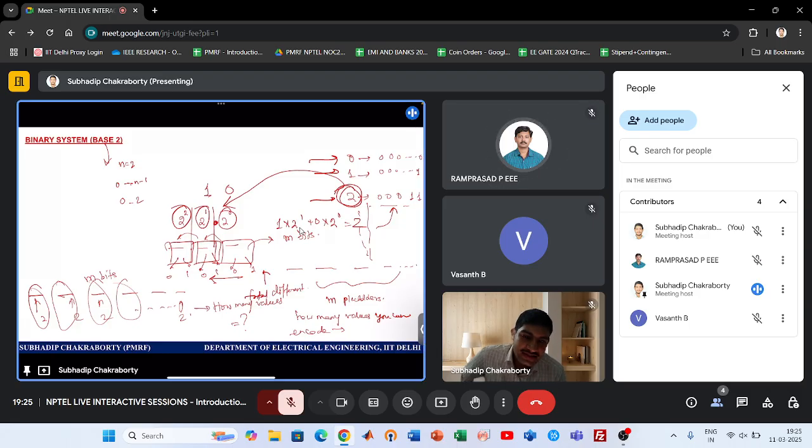Every bit you have two choices. M bits are there. So how many? 2 to the power m, right? 2 to the power m, sir. Correct. So 2 to the power m significant total different choices.